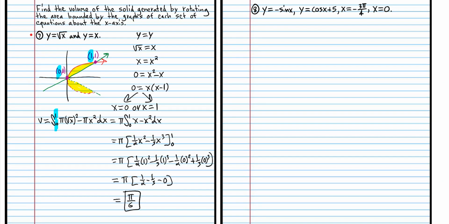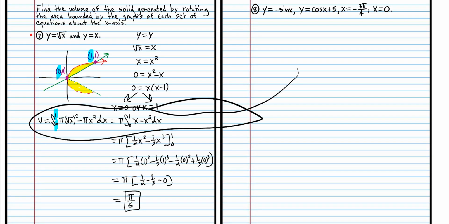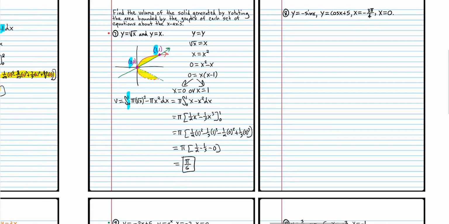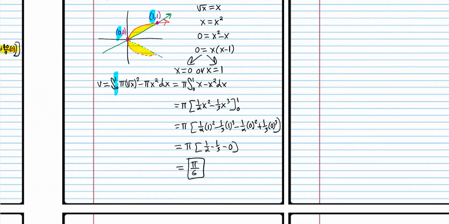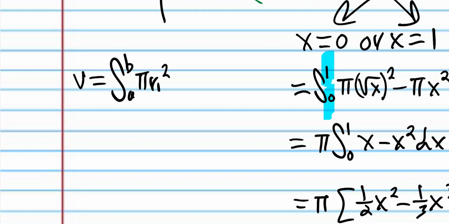So let's try one more of these before you try one on your own. Again, we're using the same formula. And maybe I should write that formula over here: pi r1 squared minus pi r2 squared dx.